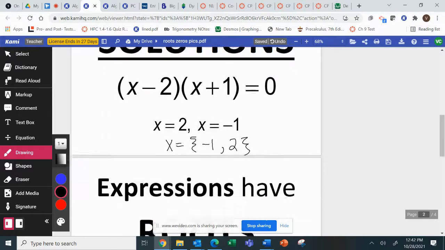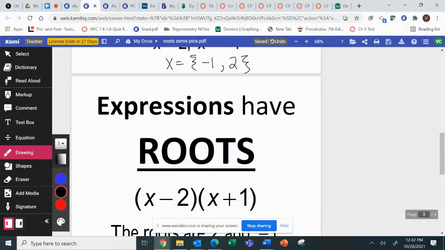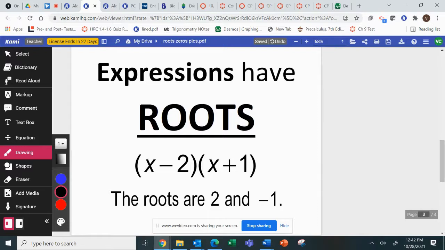The next is an expression. Expressions do not have equal signs. Do you see? No equal sign. But expressions have something called roots. And a root is a number that if I plugged it in for x, it would make the value equal 0. The root would make the value equal 0. So if you're asked to find roots, that would be for an expression.